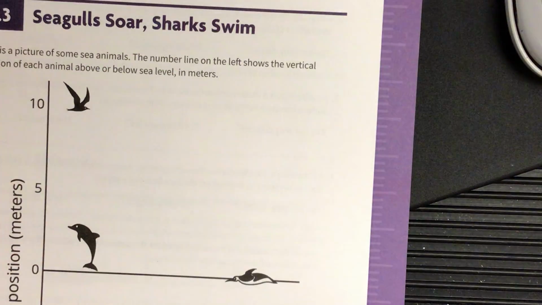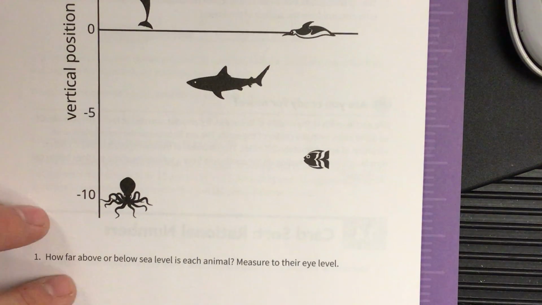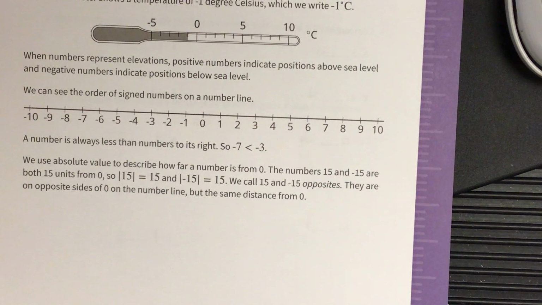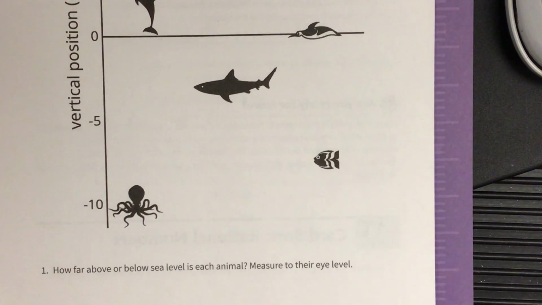Next question says, here's a picture of sea animals. The number line on the left shows a vertical position of each animal above or below sea level in meters. How far above or below is each animal? And you are measuring to their eye level. Okay, so you're going to their eyes.